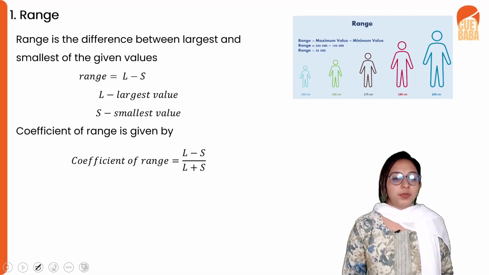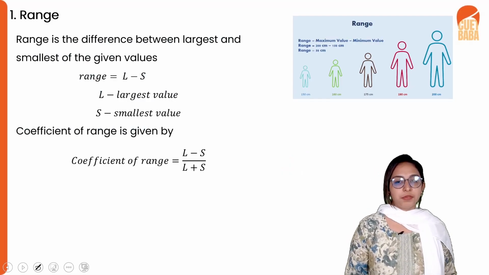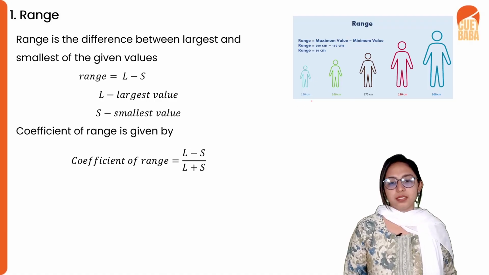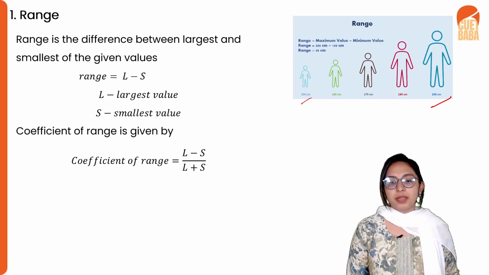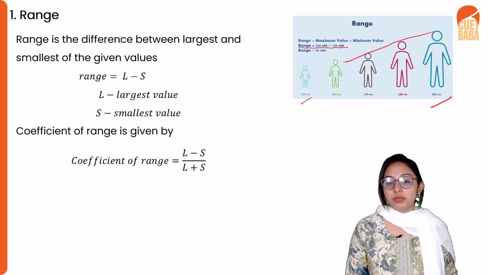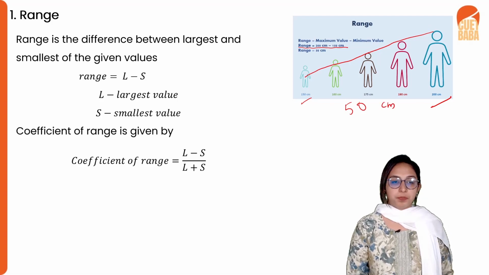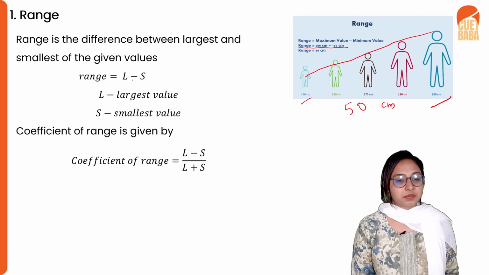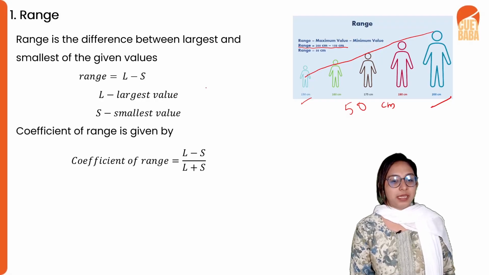Range is the difference between the largest and the smallest of the given values. From the image we can understand this is the smallest value and this is the largest value. So here range is found as 200 minus 150 centimeters. We are finding the range of the heights, so 50 centimeters is the range of these 5 people. So range equals L minus S, where L is the largest value and S is the smallest value.